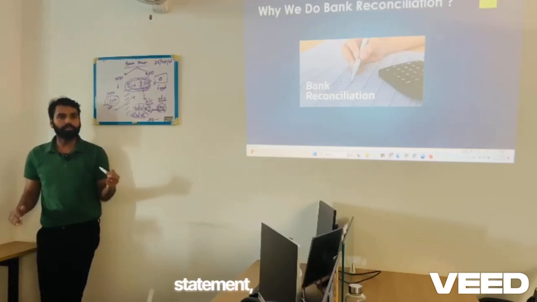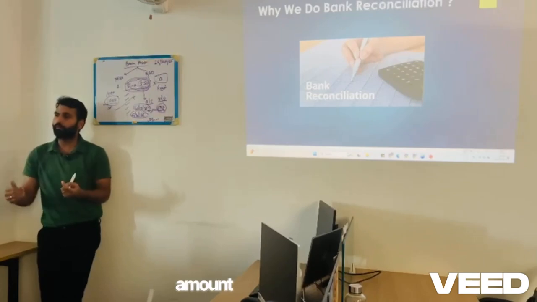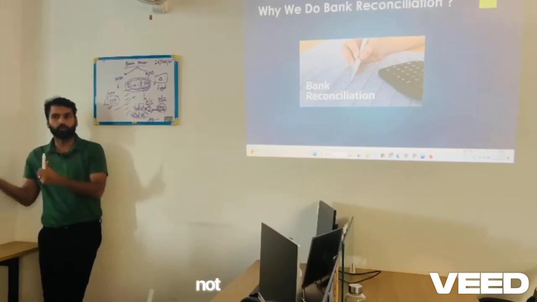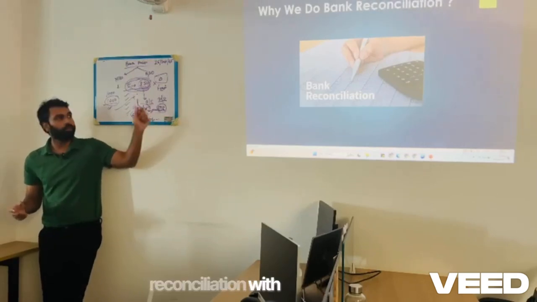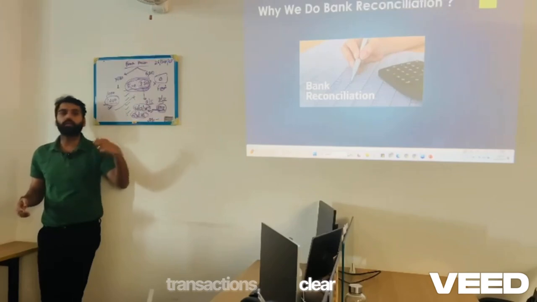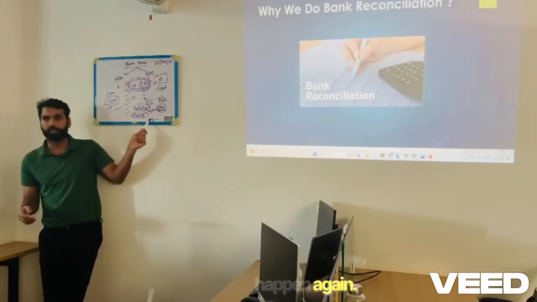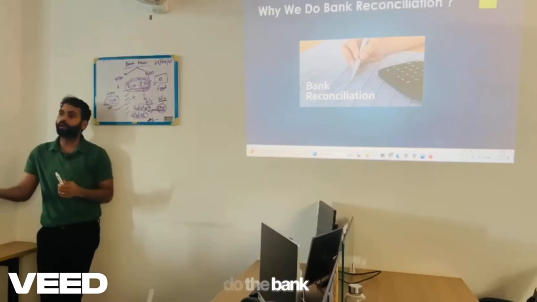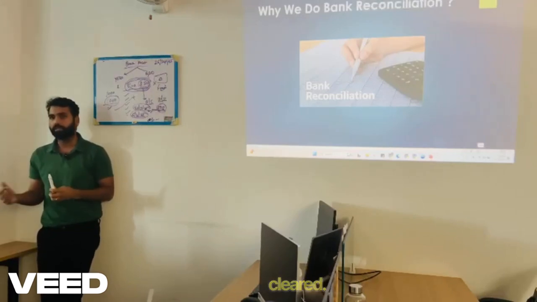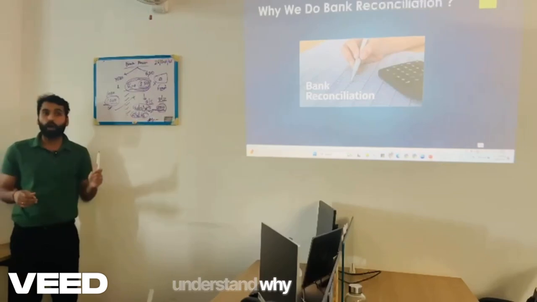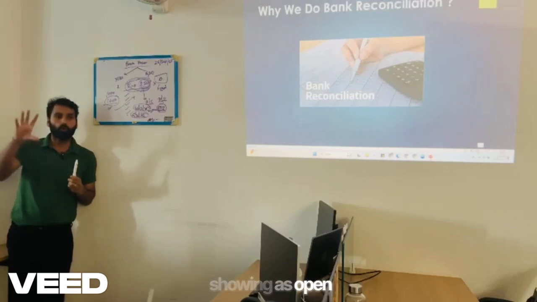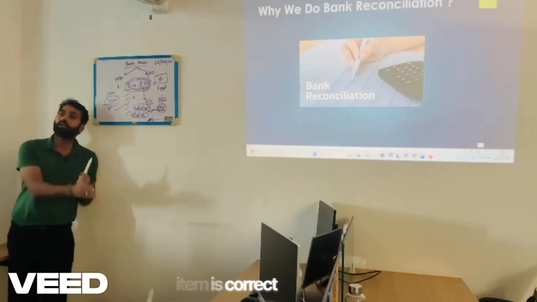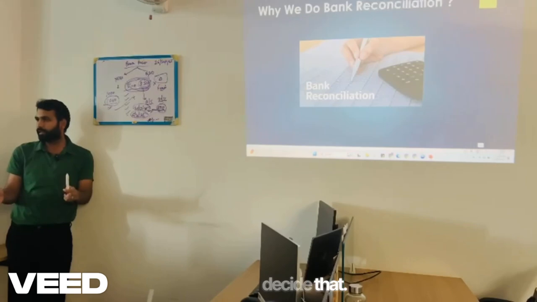So when you get the bank statement, your bank statement will show an amount which is less than 1,000 because it is not cleared yet, and then you will still go ahead and do the bank reconciliation with that open transaction. It will clear in the next month, and you do the bank reconciliation next month and it will get cleared. So it is important for us to understand why that transaction which is still showing as open in the bank reconciliation is correct or not. So you need to decide that, right?